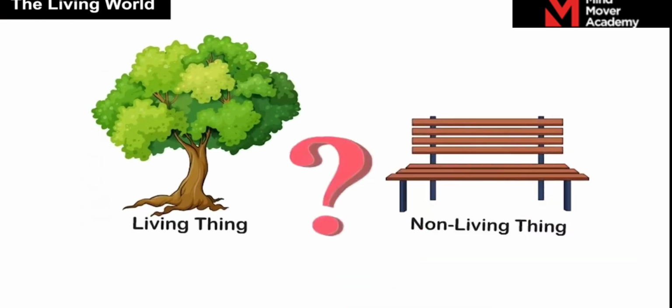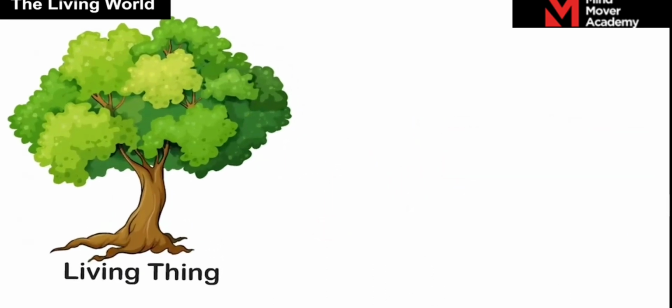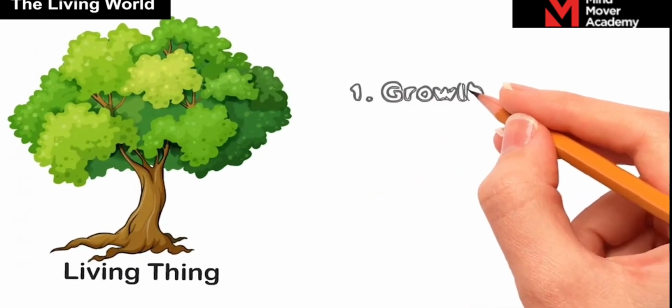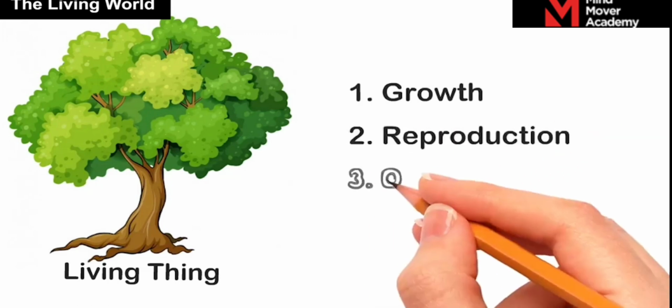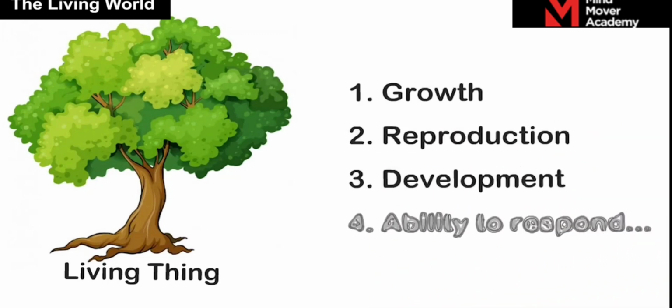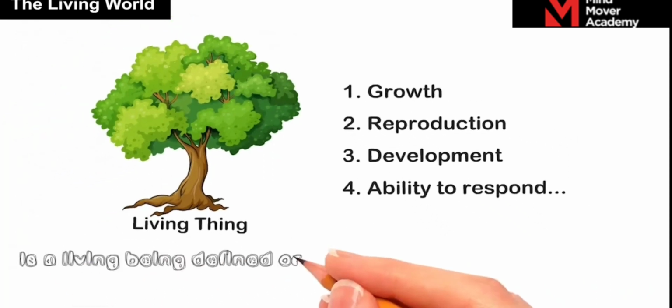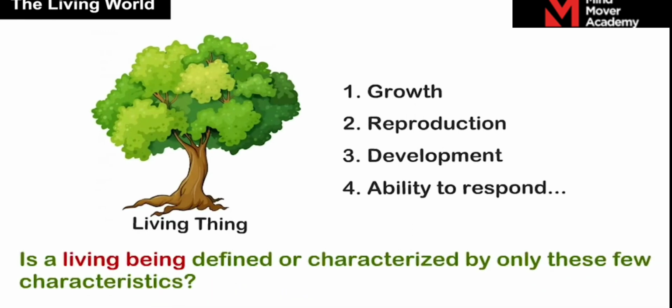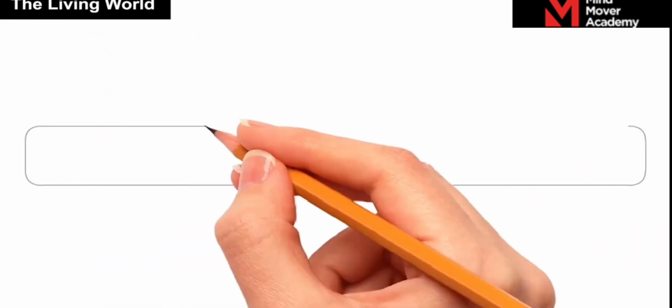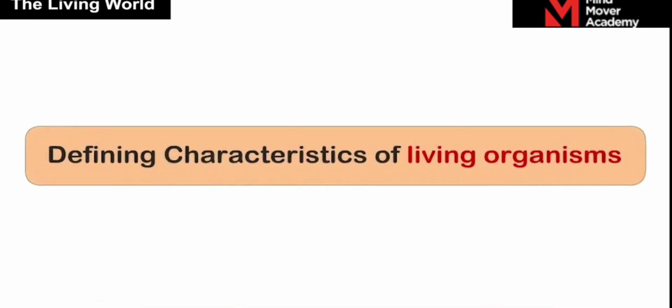Now, if I ask you on what characteristics did you decide that this tree is a living being, whereas the bench beside it is a non-living thing? Alright, so I'm sure that there are going to be many characteristics of living beings that would be coming into your mind, such as growth, reproduction, development, ability to respond, etc. But here the question arises: is a living being defined or characterized by only these few characteristics? Confused? Alright, so in this module we will be discussing the detailed characteristics that define a living organism.